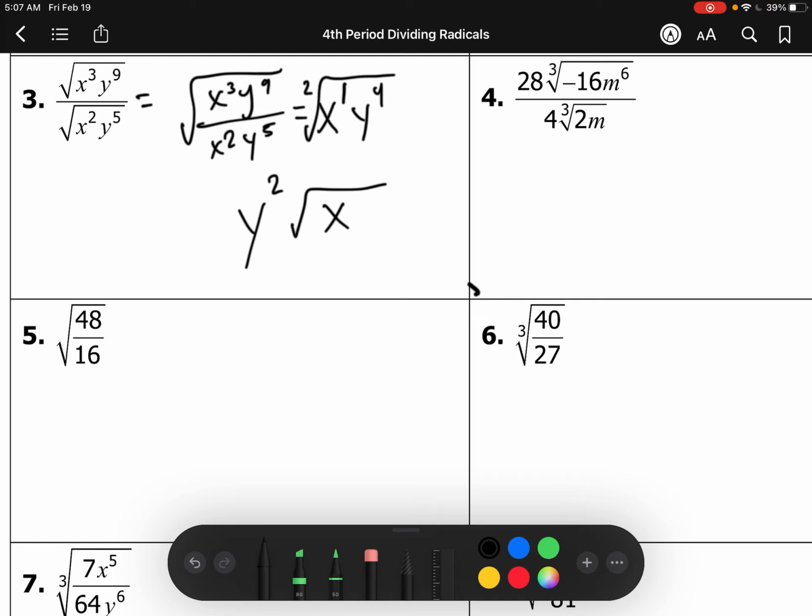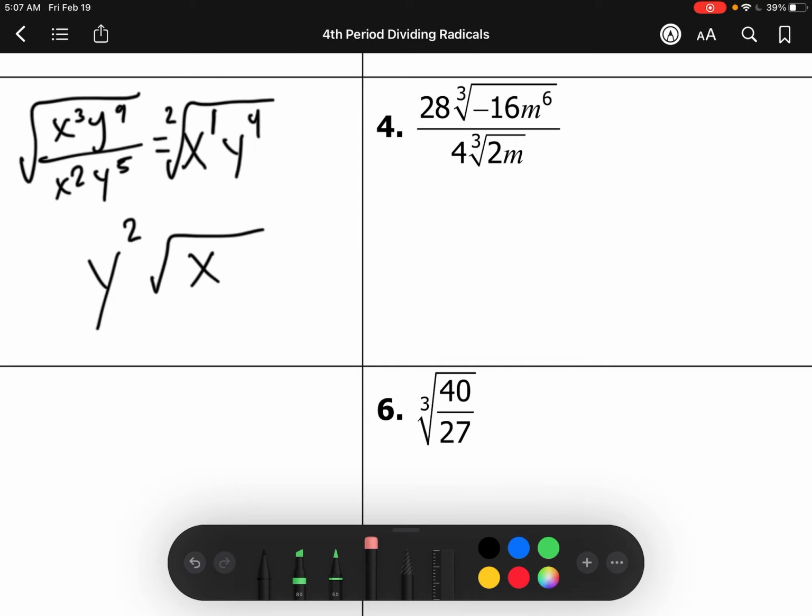Next we have number 4. And for number 4, we're going to follow the steps again. So first step is to divide the coefficients, right? So we're going to do 28 divided by 4, which is 7. And then we're going to divide the radicals, right?